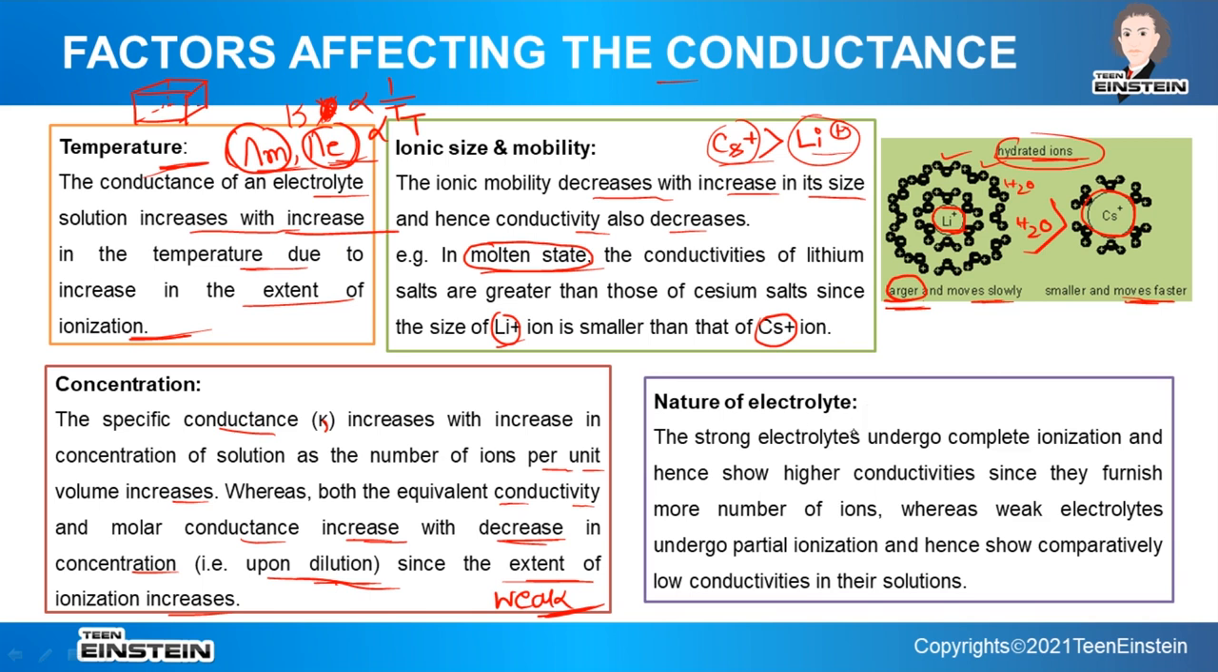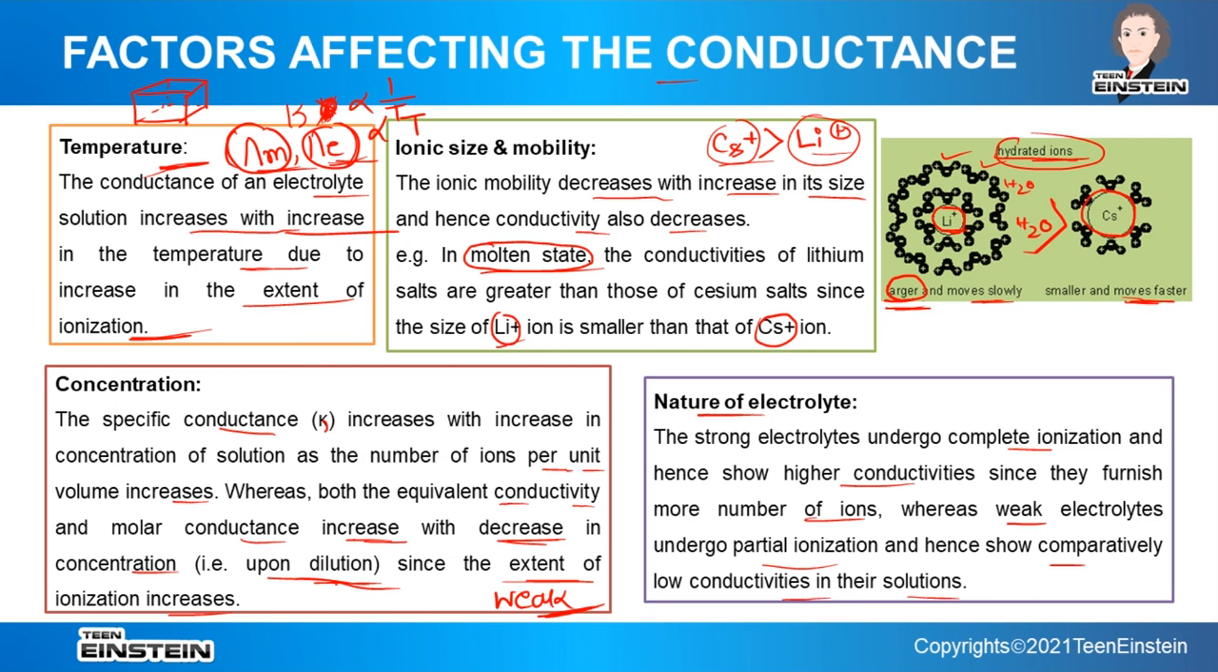The nature of electrolyte means two types of electrolytes, strong or weak. Strong electrolytes will undergo complete ionization. Obviously they will show higher conductivities since they furnish more number of ions, and for an electrolyte, the higher the number of ions, the higher will be the electricity. But for weak electrolytes, as there is partial ionization, suppose 50% or 80%, hence it will show comparatively low conductivities in their solution, provided all other variables are fixed.